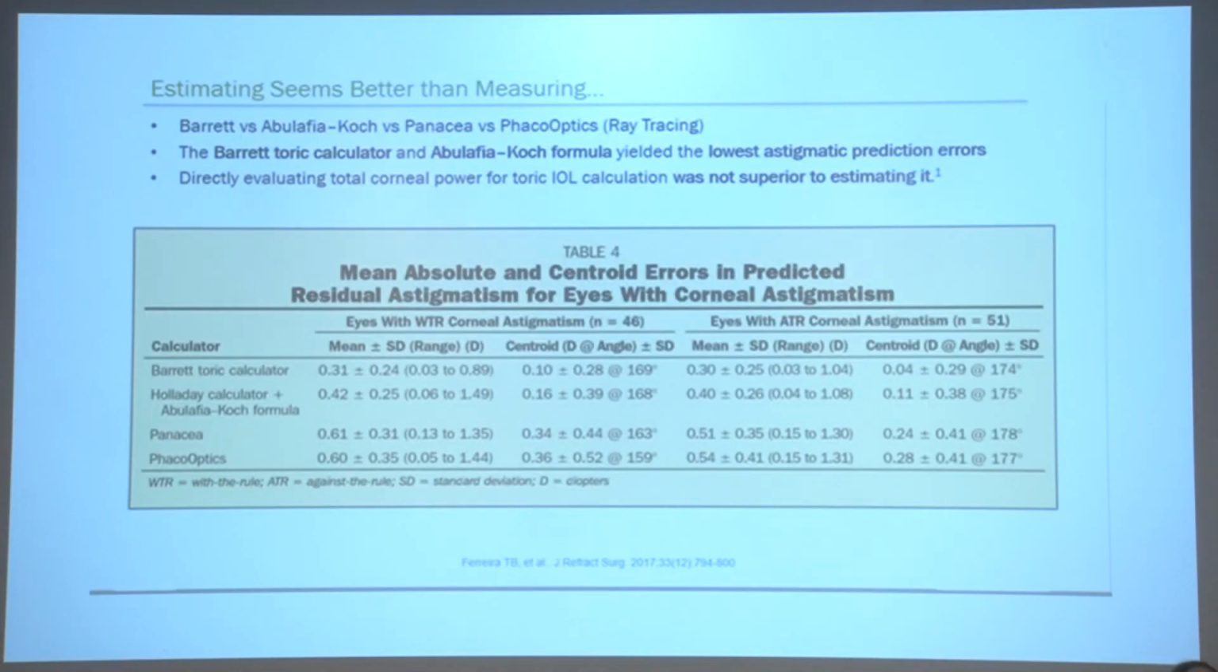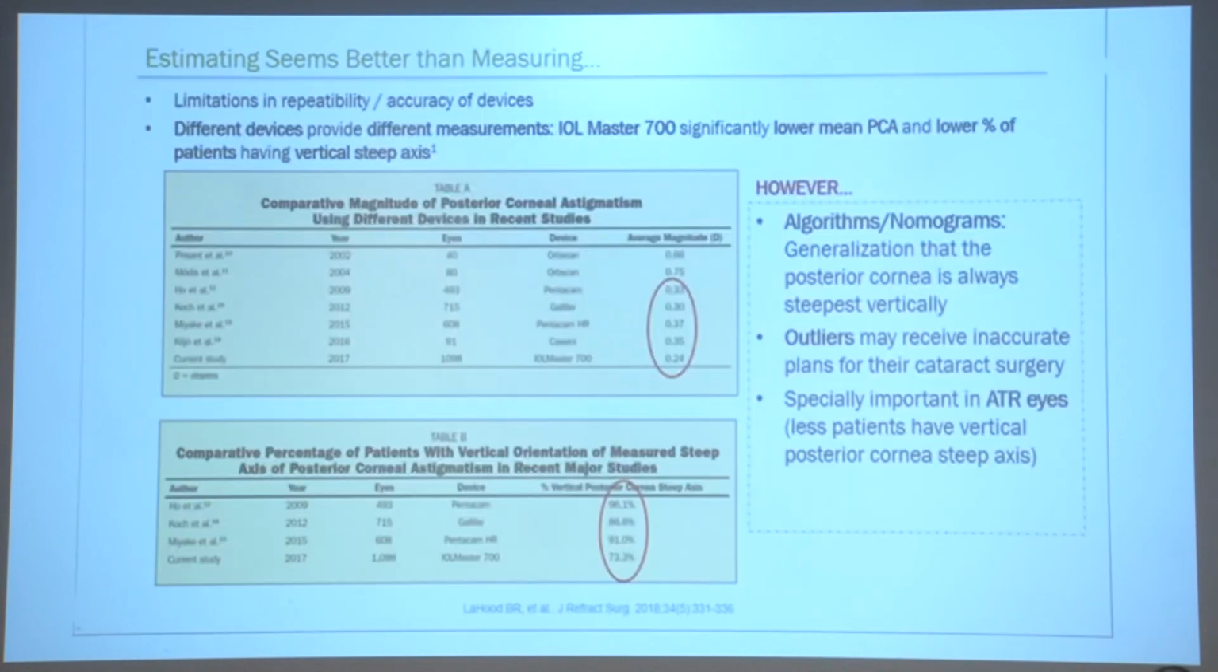And a landmark study in 2017 compared widely used formulas like Barrett, Abulafia-Koch, Panacea and Panoptics. All these toric calculators are widely used, and they were compared. The comparison showed that the Barrett Toric calculator and the Abulafia-Koch formula gave the lowest astigmatism prediction error, but they were not superior to the estimation. So whether you are measuring it or estimating it with nomograms, up to that phase it was not considered superior in either case.